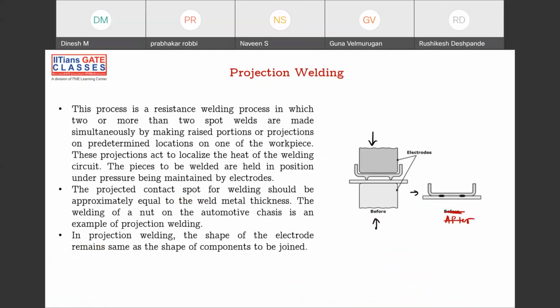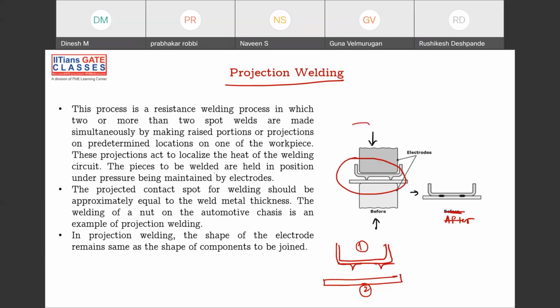Okay, let's proceed. The next one is an extension of the previous one, called projection welding. So what is projection welding? Okay, you want to join these two, one and two. So what you do is you provide some projections onto this, like this, and then you place it like this.